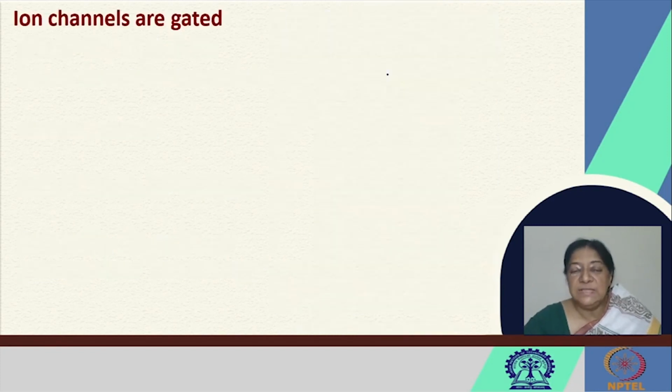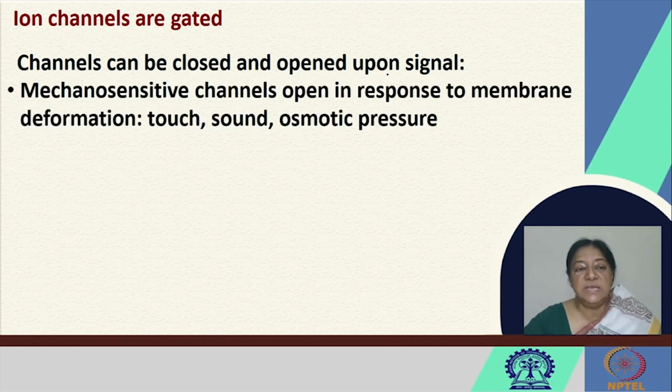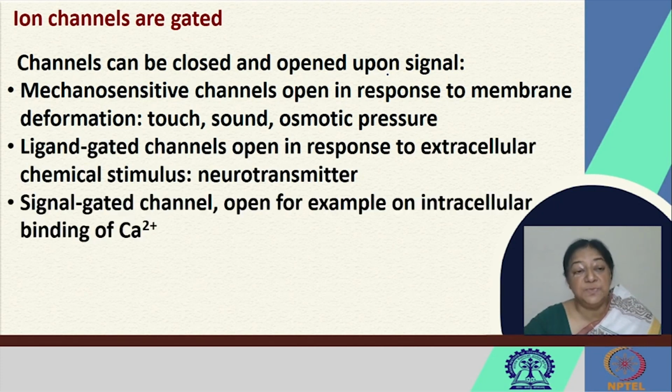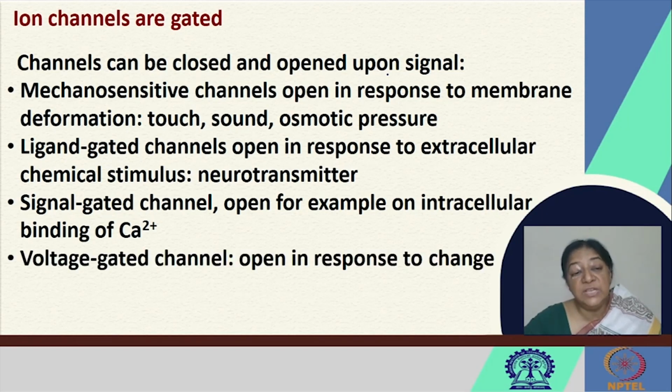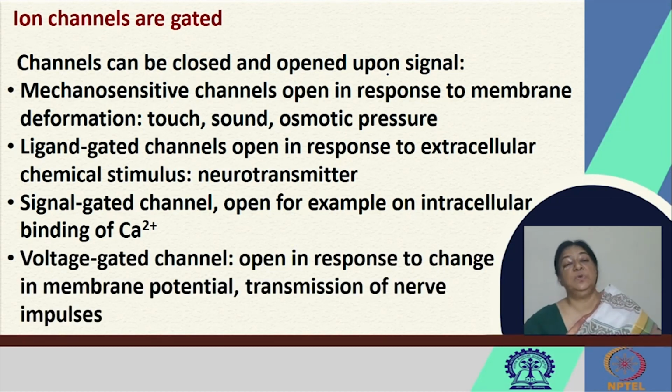Now, these ion channels are gated in the sense that they are closed and open upon specific signals. As we saw, these signals can be mechanosensitive in nature, that respond to membrane deformation, touch, sound, or osmotic pressure. They could be ligand gated, they open in response to, say, a neurotransmitter, or they could be signal gated, they open on the intracellular binding of, say, calcium, and voltage gated, that could open in response to a change in the membrane potential, which is involved in transmission of nerve impulses.